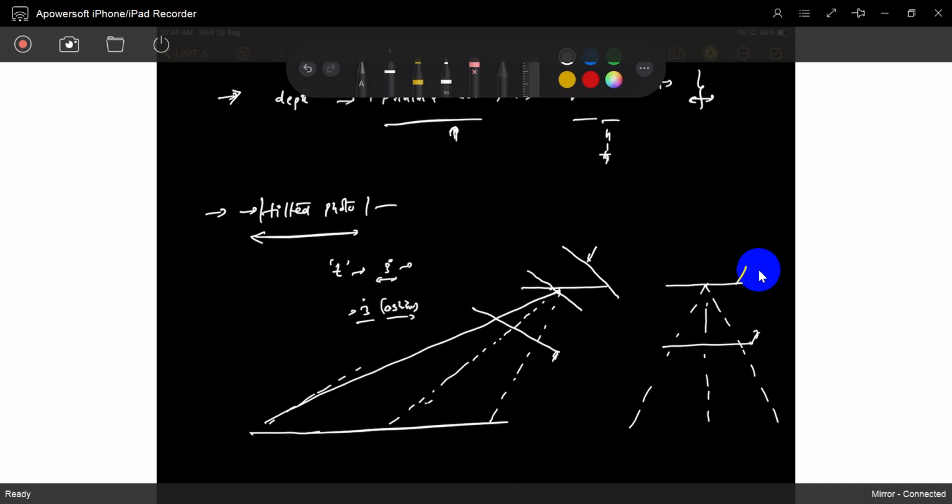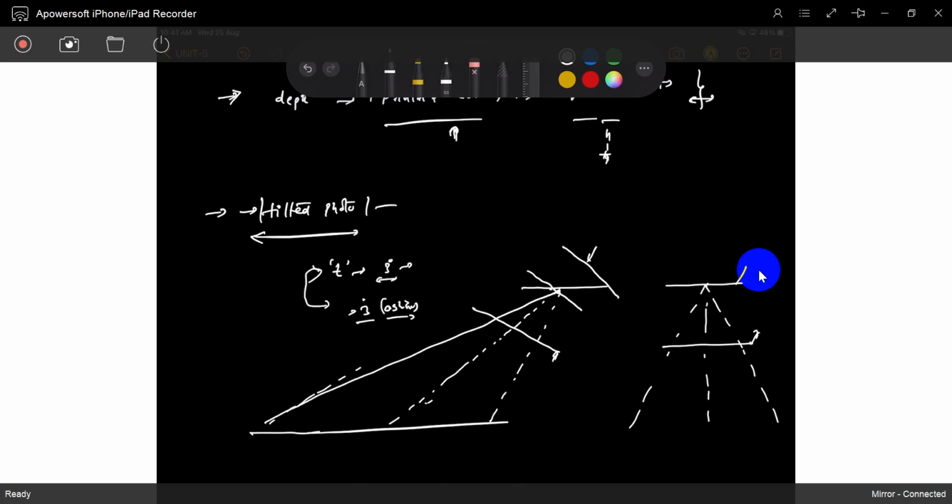Oblique: we intentionally put some obliqueness, and that's called oblique images. We didn't intentionally put the tilt, but because of manufacturing error, 1 or 2 degrees, very small, that is called a tilted photograph. Both are understood by the same image.